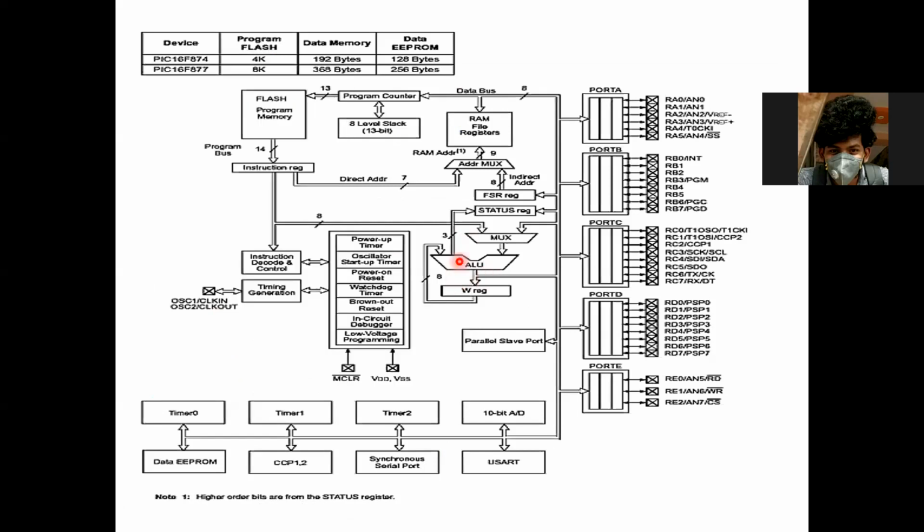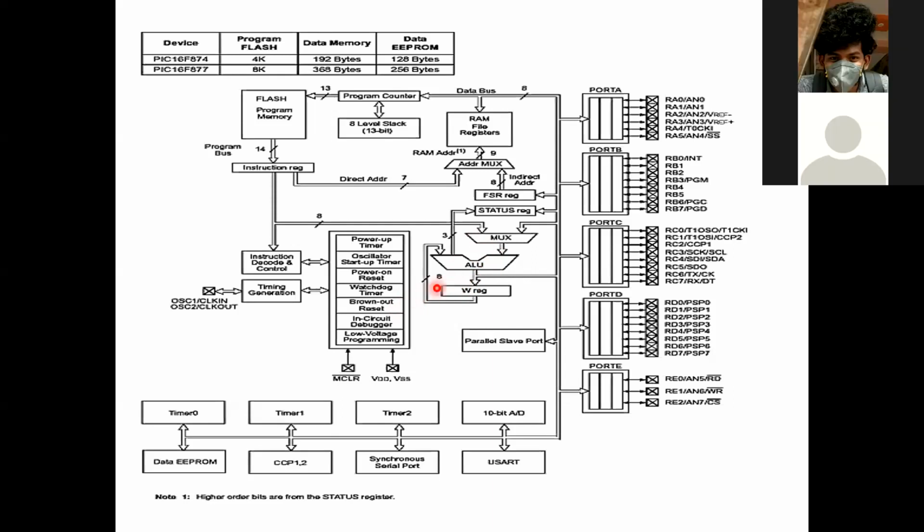Have you seen? This is my ALU part, the arithmetic and logical unit. Now, what is the length of the PIC microcontroller? It's an 8-bit microcontroller, so definitely my ALU unit is also 8-bit.